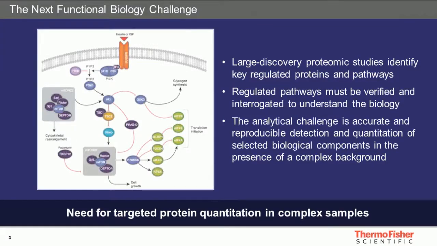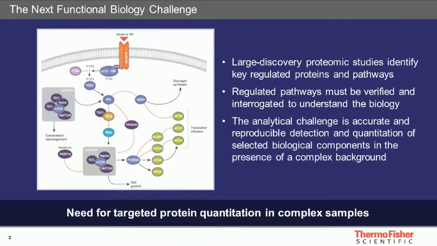Modern proteomics technologies have created a new and much more comprehensive view of cellular proteins and usually provide a very large list of key regulatory proteins and pathways. For the detailed understanding of these cellular pathways, those proteins have to be targeted and verified in the functional context. As you can see here in this picture, this requires techniques that provide accurate and reproducible detection and quantitation of the protein targets against a number of proteins in a very complex background.